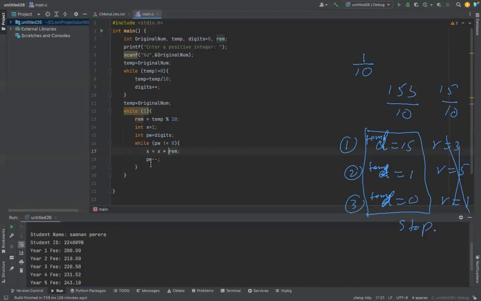Any questions up to here? Now we have 3 to the power 3 in the x variable. Then we have to go for the next iteration. Next iteration means r equals 5. How do we get r equal to 5?